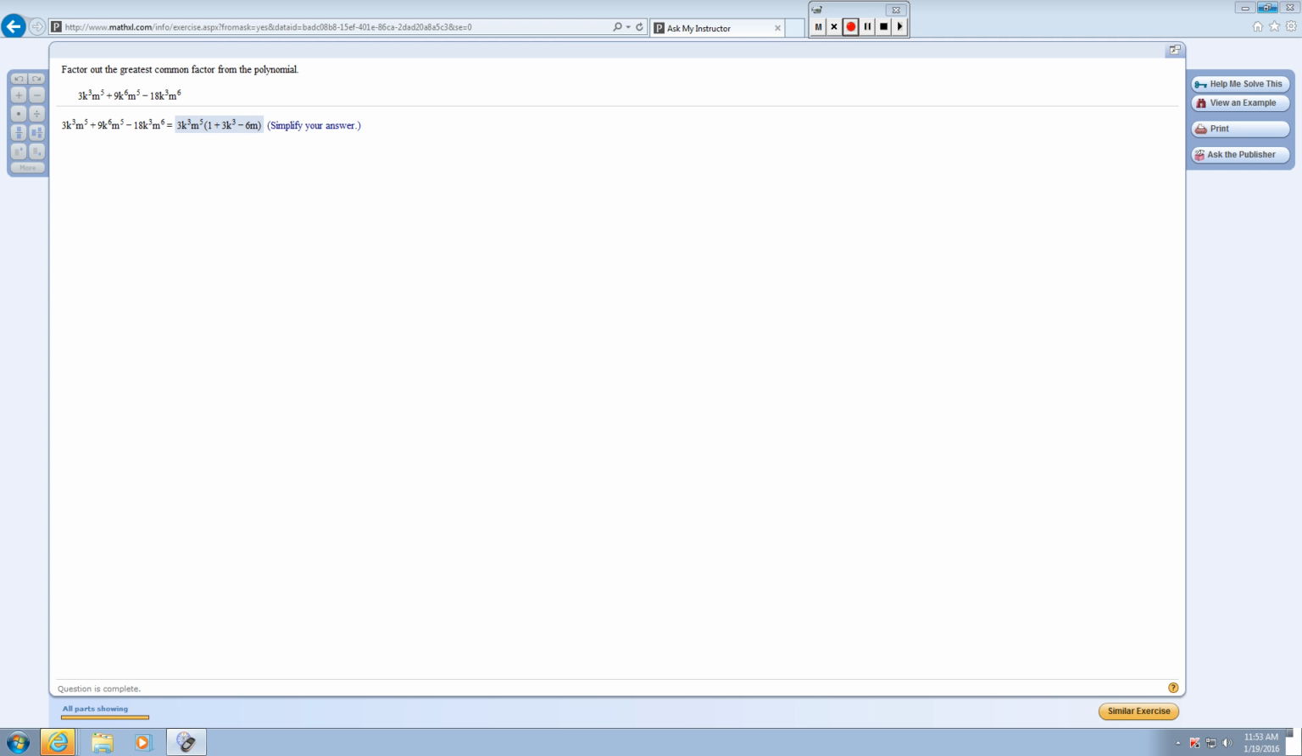Alright, now whenever you factor, you basically are doing what? Divide. When you factor, you divide. When you distribute, you multiply. Right? So, unfactor. What's 3 divided by 3?